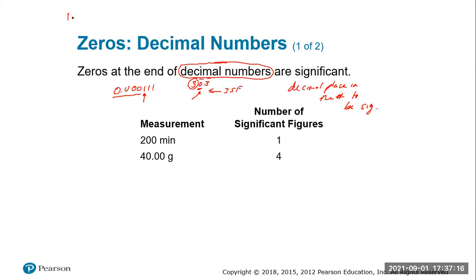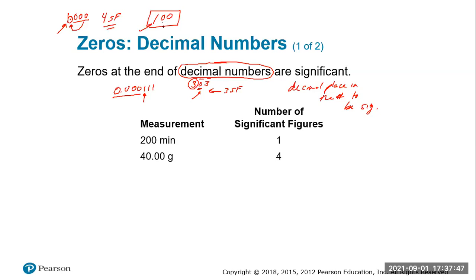So for example, if you had 1.000, we would start counting here at the 1. All these zeros are referred to as trailing zeros. They come at the end of the number, and they would be significant because there is a decimal point in the number, and this number would have 4 significant figures in that case. Again, if you wrote something like 100, just like that, technically speaking, no decimal written, the 1 would be significant.